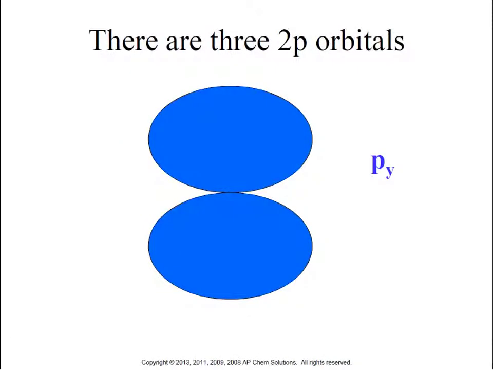Okay. And here's the py orbital, same thing, it can hold 2 electrons. This isn't an actual path, it's just the region where 90% of the time the electrons are found. They could be out here occasionally or right there, but 90% of the time they're within one of those regions.